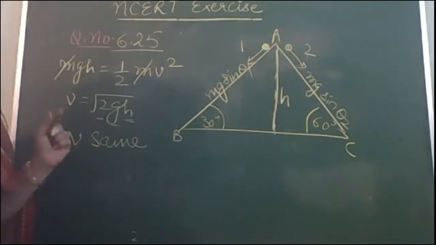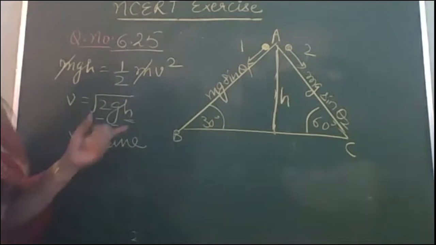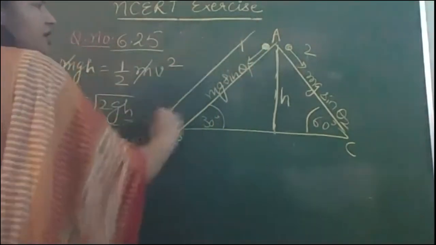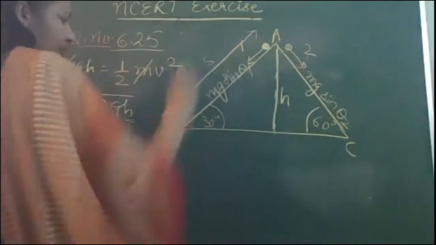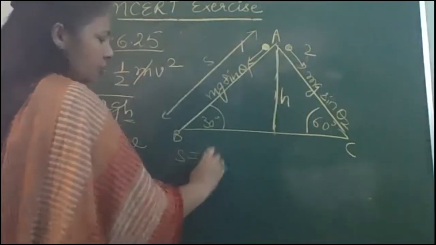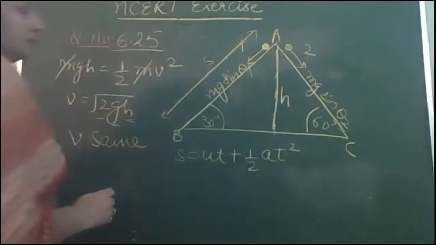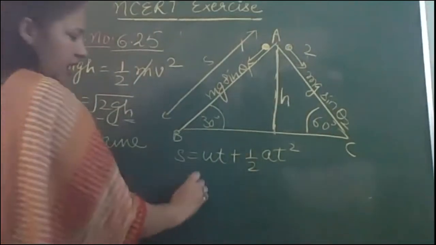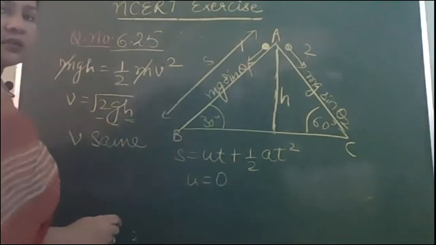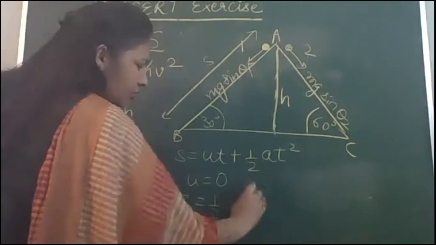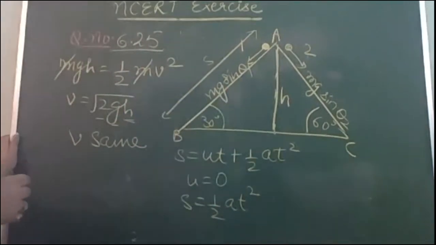Now we have to find the time taken, right? So let us say this distance traveled is s. So s equals ut plus half at square. They are starting from rest, so take u equal to 0. So s is dependent upon half at square.